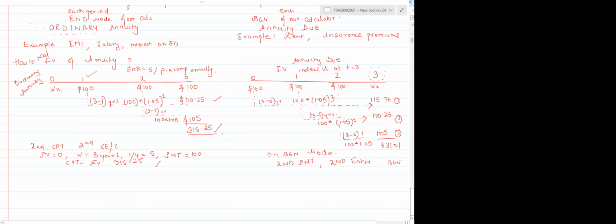Yes. Now we type the same stuff. We write the same thing as we had entered here. PV equals 0, N equals 3, I by Y equals 5, PMT equals 100. CPT, FV. Tell me what do you get, guys? 331.01. So basically we get the same result.